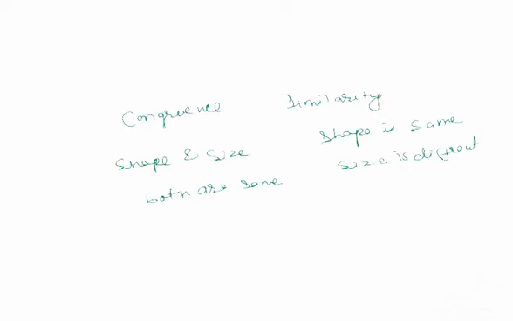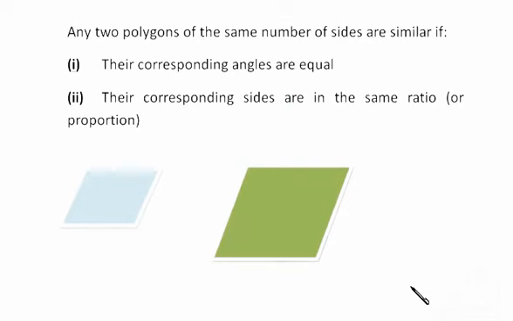Okay. Now friends, we have just discussed the concept of similarity for the circle, for the square, and for the triangle, right? The same theory can be extended for any polygon, right? So any two polygons of the same number of sides will be similar if their corresponding angles are equal and their corresponding sides are in the same ratio, or maybe we can say proportion.